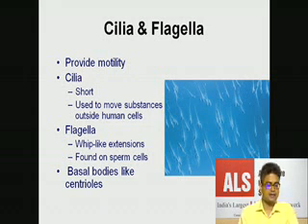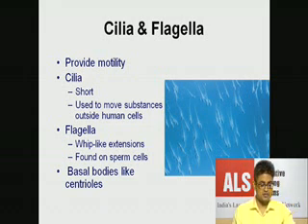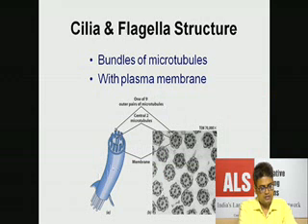Flagella are whip-like extensions, and they are found on sperm cells in the human body, and flagella are normally found in lower organisms also. They always arise from a basal body like centrioles. Then cilia and flagella ultrastructure: it contains a 9+2 arrangement. This we will discuss later.